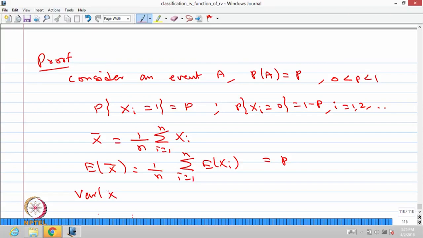If you find the variance of x bar, that is 1 divided by n square, and since all are IID random variables, it is the summation i equal to 1 to n of the variance of xi. The variance of xi is sigma square, therefore the summation gives n sigma square, so it is going to be sigma square by n. So, we got the mean and variance for x bar. Now, we may not know the distribution of x bar, whereas we know the mean and variance of x bar. Therefore, we can apply Chebyshev's inequality.